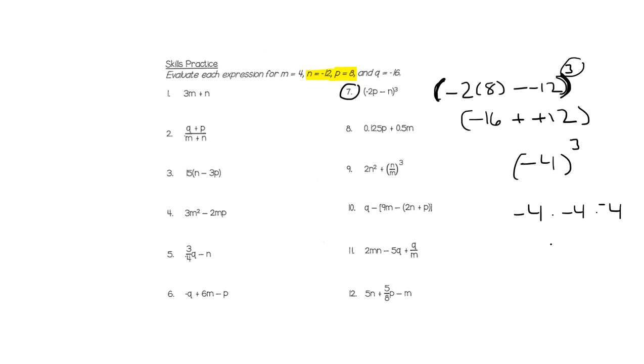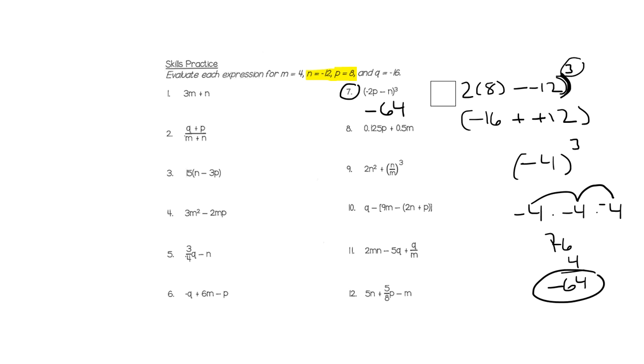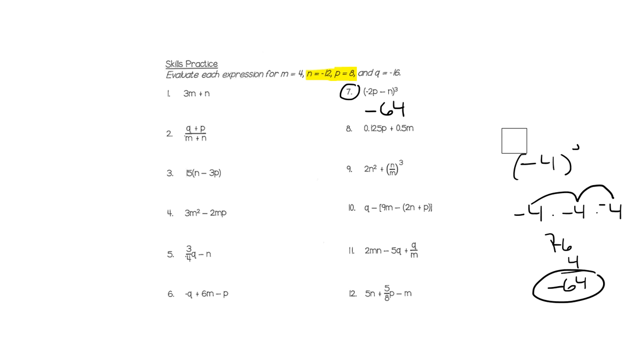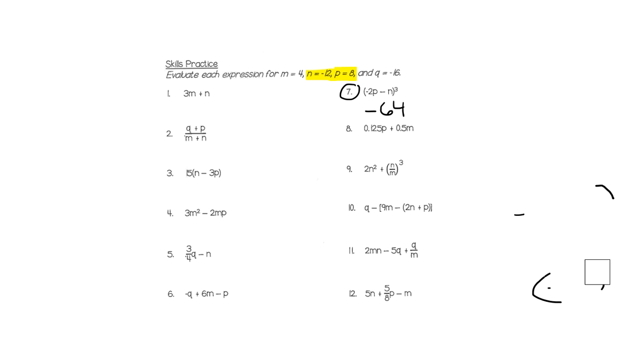So negative 4 times negative 4 is 16. 16 times negative 4 is 64, and it should be negative, right? Because a negative times a negative is a positive, and a positive times a negative ends up giving us a negative. So that would be negative 64. Okay, let's look at a few more of these. I'm trying to pick out the ones that I think you may be confused by.